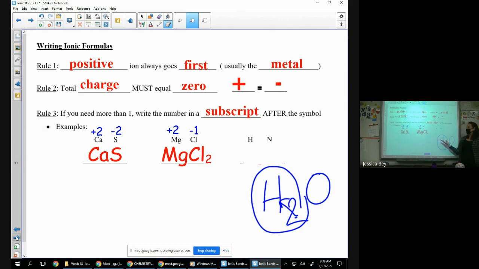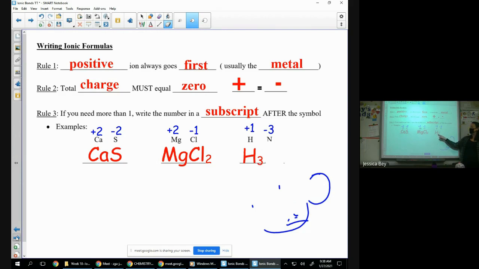It's not always the second one. It might be, for instance, the first one. Hydrogen is a +1. Nitrogen is a -3. +1 -3, is that neutral? Okay, are they equal? No. I need 3 hydrogens to neutralize every 1 nitrogen. Okay, and we will practice this, but this is on your quiz on Friday.